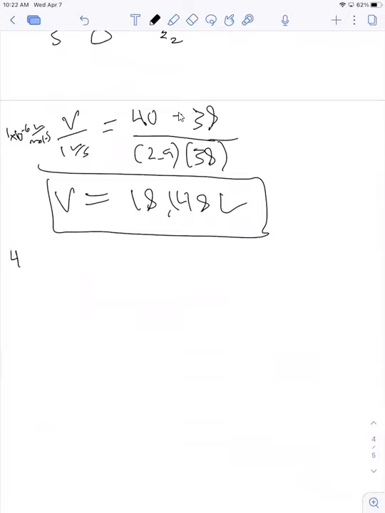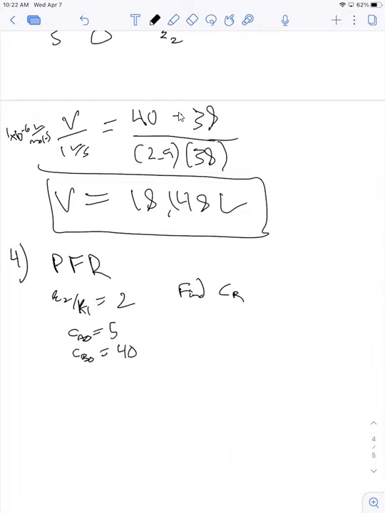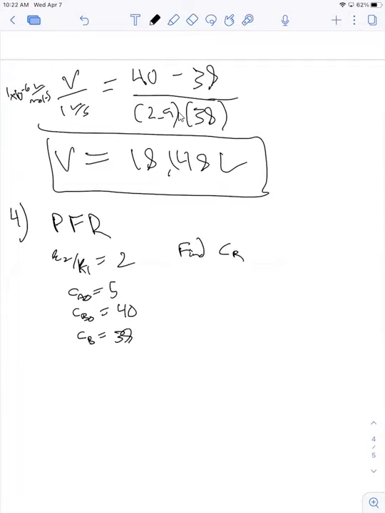Okay, so now I'm switching to PFR. So K2 over K1 is 2. Find CR, and then our CA0 equals 5, CB0 equals 40, CB equals 38. All right, so again, we're going to start with the balance on B because that's the easiest.